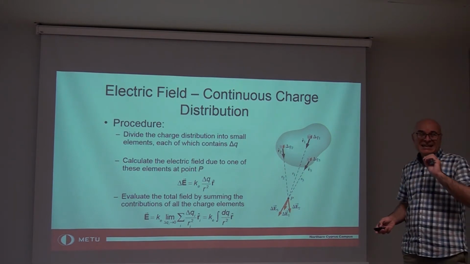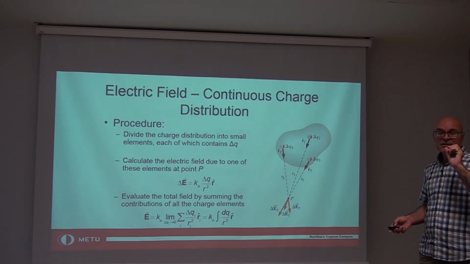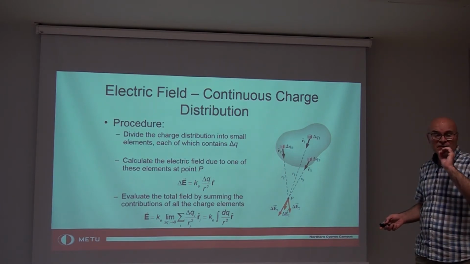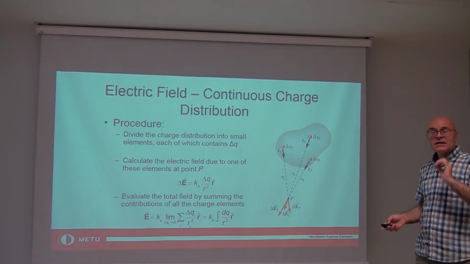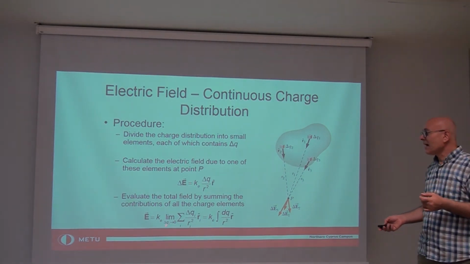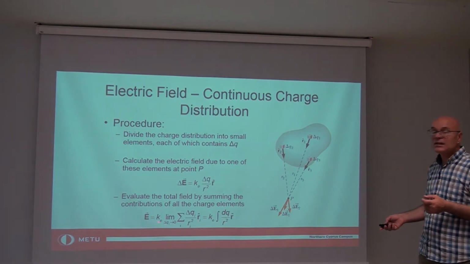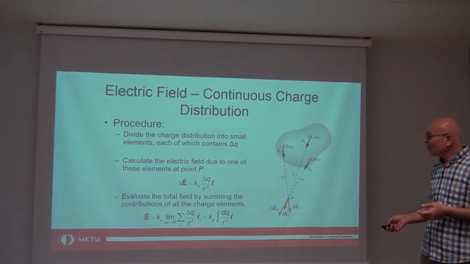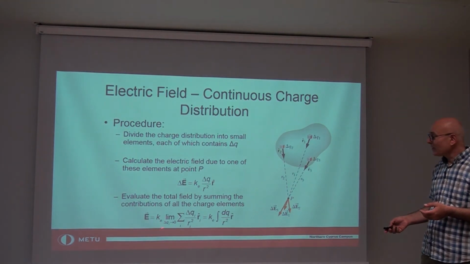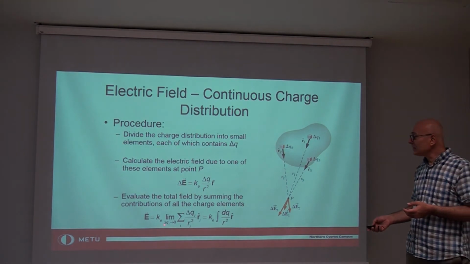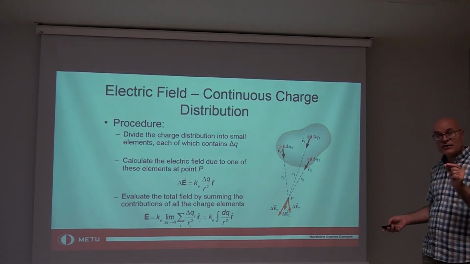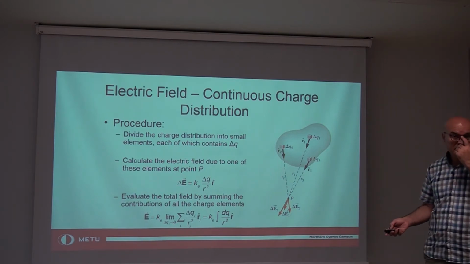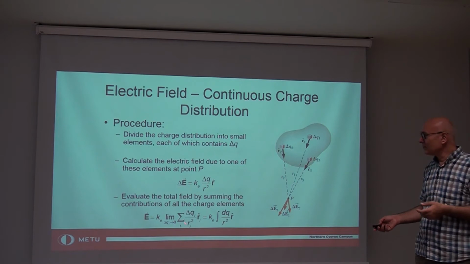Now, the ideal situation is when we make these delta Qs very small. What do I mean by very small? As small as a point. This means you take delta Qi going to 0, and so their number becomes infinite. So you evaluate this sum in the limit. Of course, this is a vector sum. In the limit when delta Qi, that is the size of each of these point charges, goes to 0, or their number goes to infinity, which is the same thing.